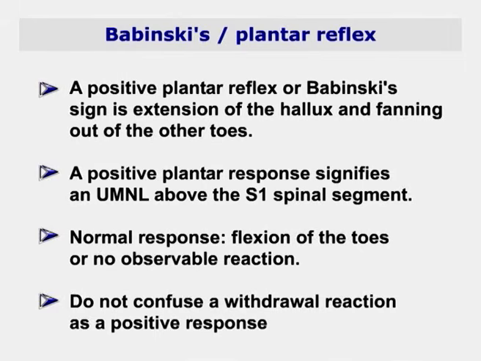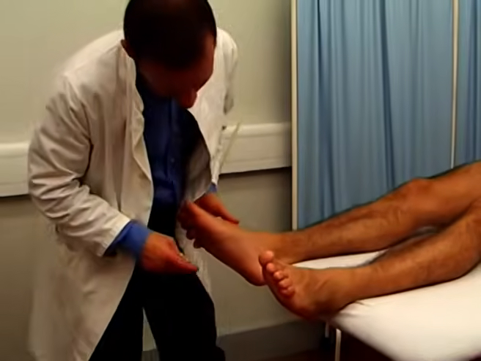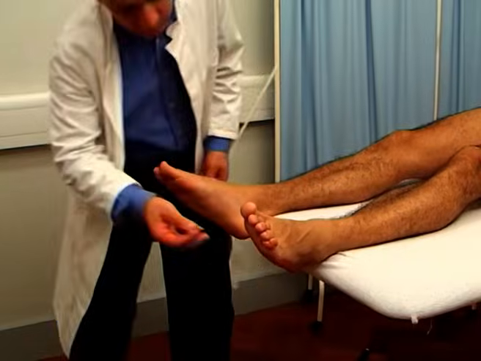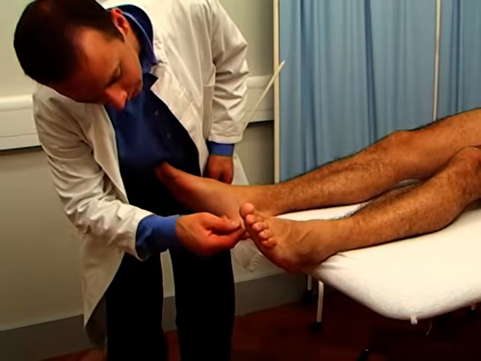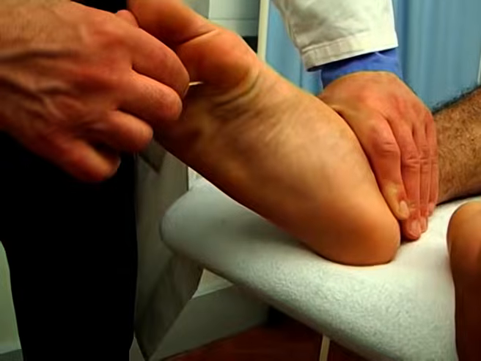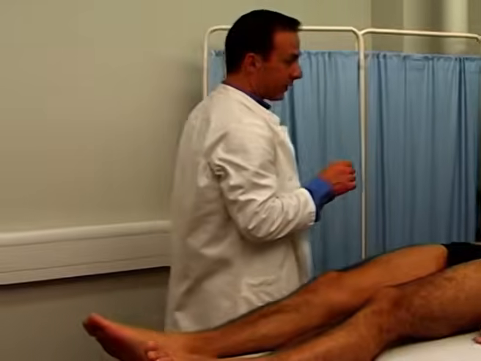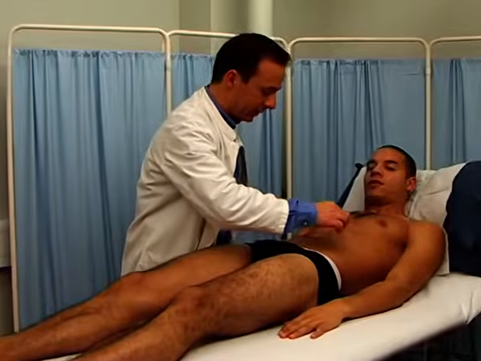Do not confuse a withdrawal reaction of the whole foot because the patient finds the test unpleasant or ticklish. To induce the reflex, use the tip of the handle of the patella hammer or the back of an orange stick. Apply firm pressure to the lateral border of the plantar aspect of the foot in a curved or crescent direction, starting from the sole of the foot and move towards the toes. Remember that in children under 2 years of age, an upgoing plantar response or a positive Babinski sign is a normal manifestation. Now test for the abdominal reflex.